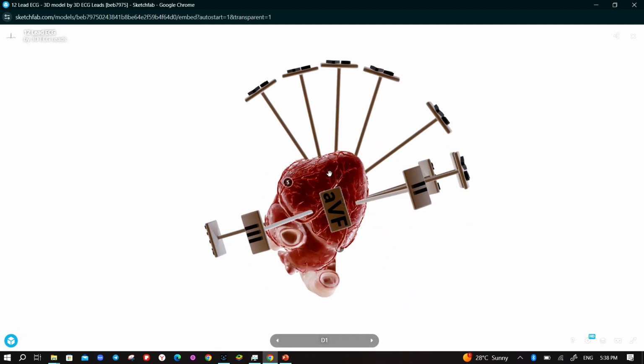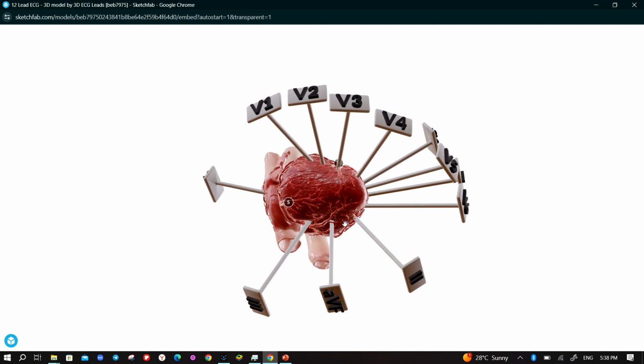The lower, or inferior, wall of the heart is represented by 3 leads: lead 2, lead 3, and AVF. Do you remember the angles? Lead 2 plus 60, lead 3 plus 120, lead AVF plus 90. So they look at the heart from the inferior side. That's why if you have any changes in these 3 leads, you will say we have some sort of defect in the inferior wall of the heart. That's how you make sense of an ECG.